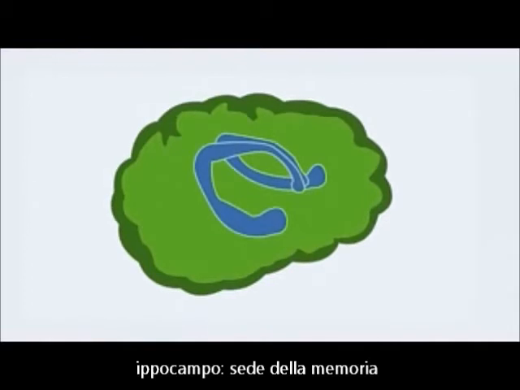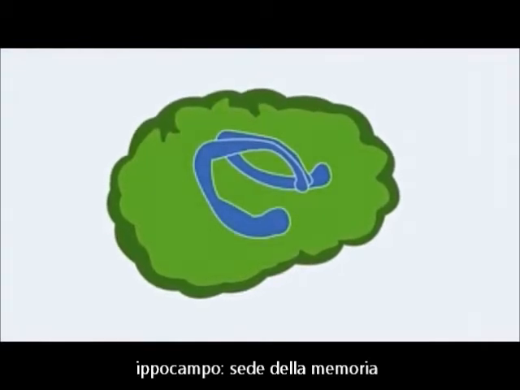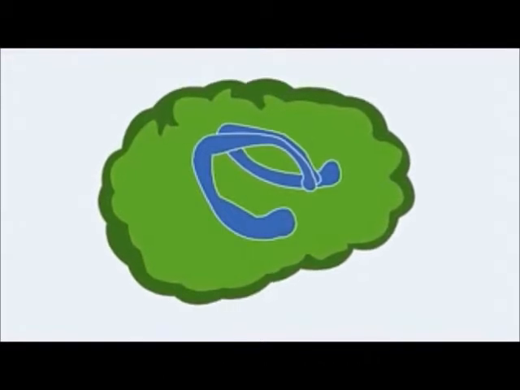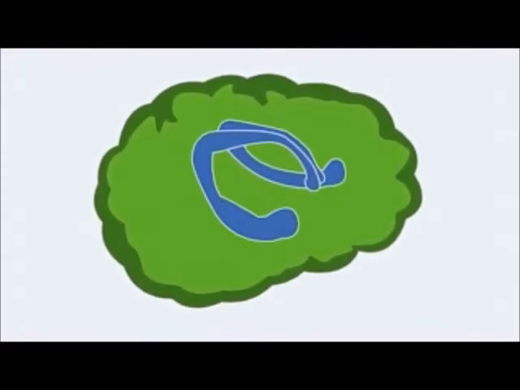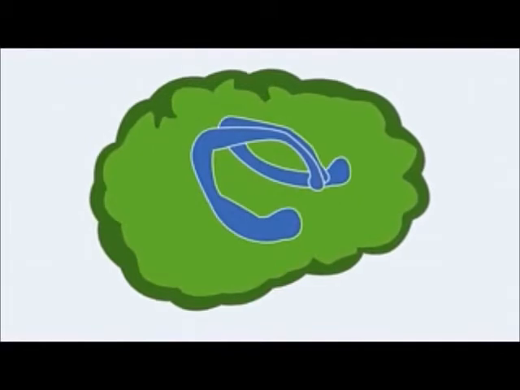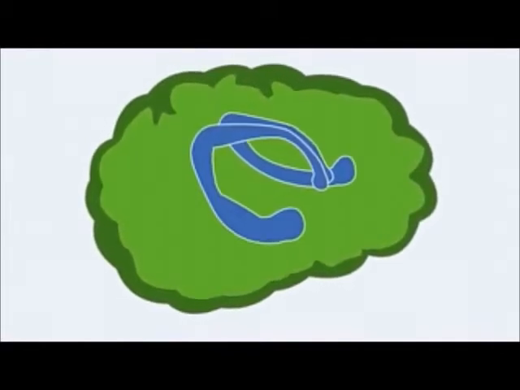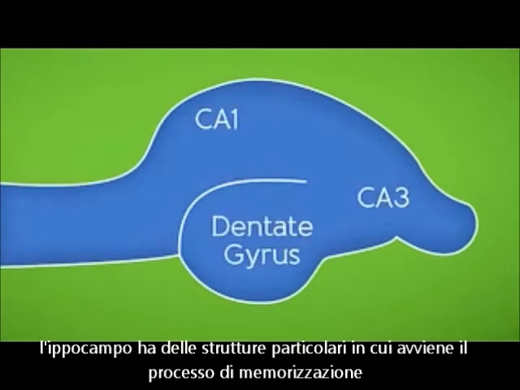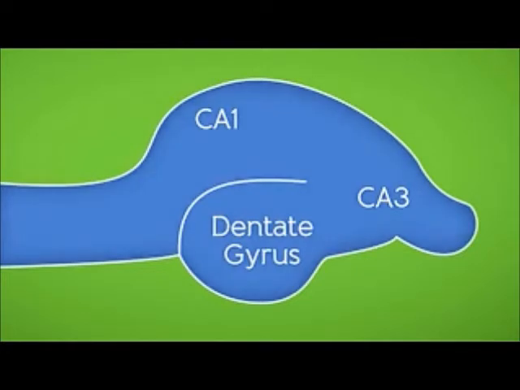Long-term memory has been associated with a horseshoe-shaped structure within the brain referred to as the hippocampus. This structure is found in both hemispheres of the brain within the medial temporal lobe and coordinates the storage and retrieval of memories. A closer look at the hippocampus reveals some major structures: the dentate gyrus, the CA1 and CA3 regions.